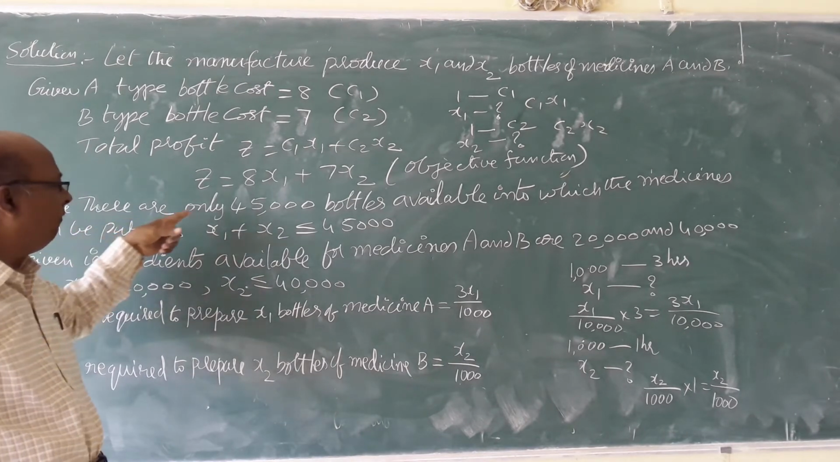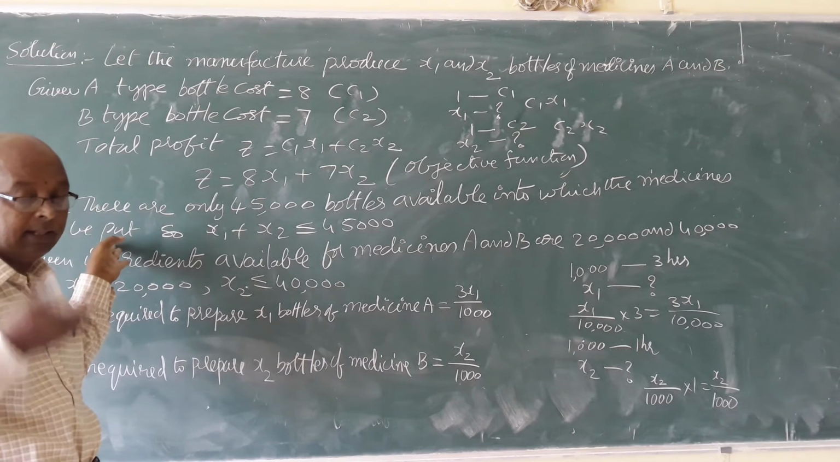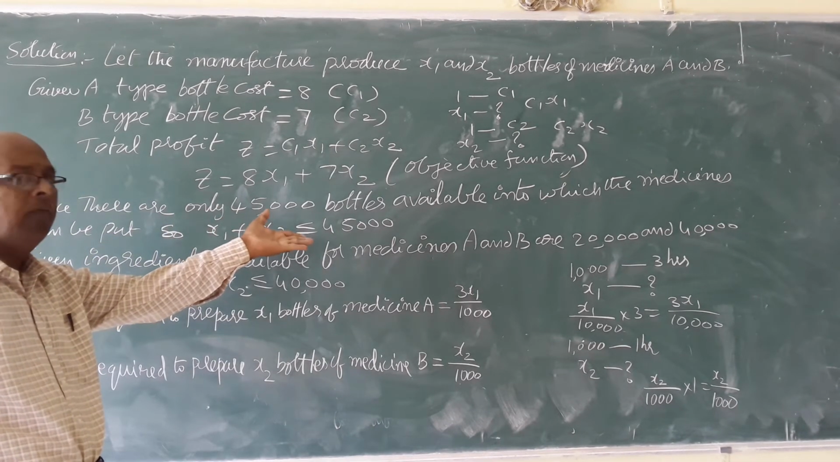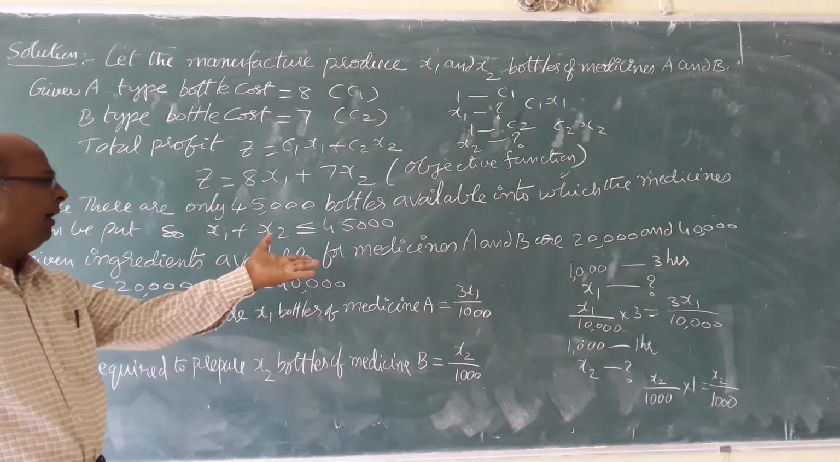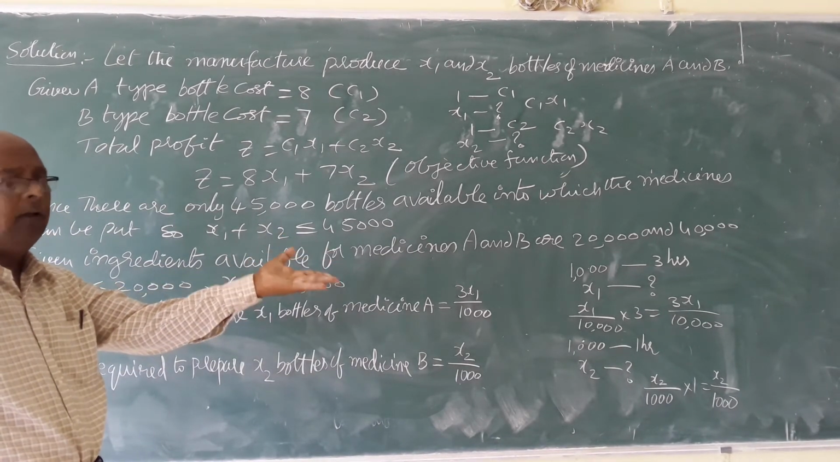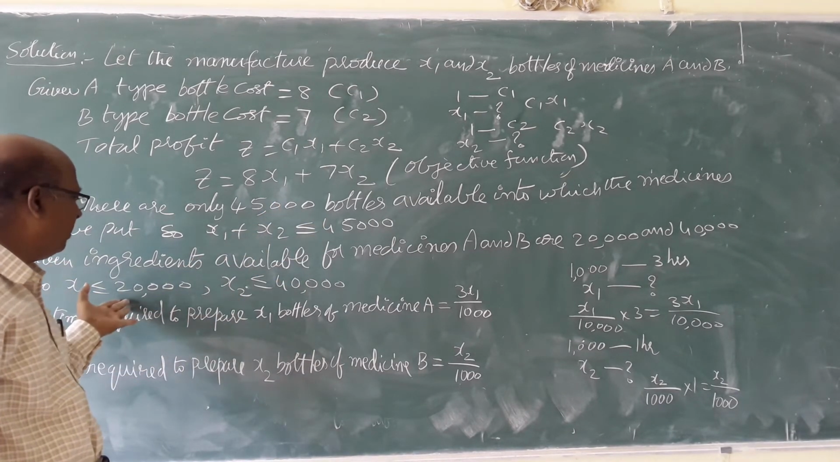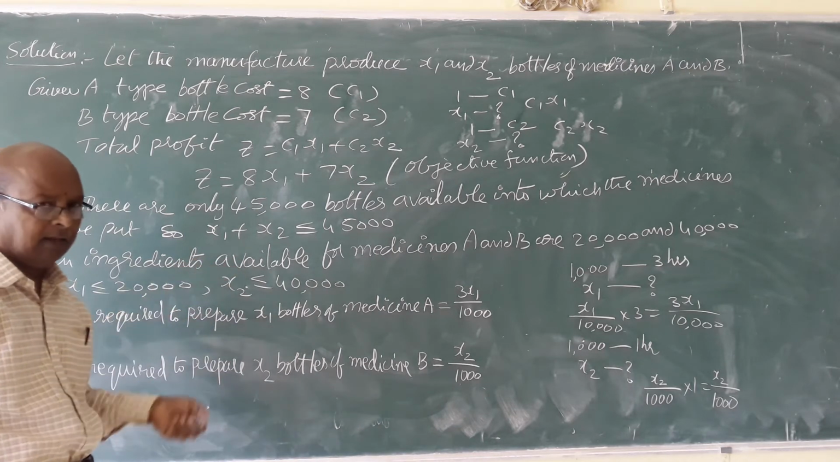Since there are only 45,000 bottles available into which the medicine can be put, as given in the problem data, x1 plus x2 is less than or equal to 45,000. Given the ingredients available for medicine A and B are 20,000 and 40,000 respectively, x1 is less than or equal to 20,000, x2 less than or equal to 40,000. These are very easy things.